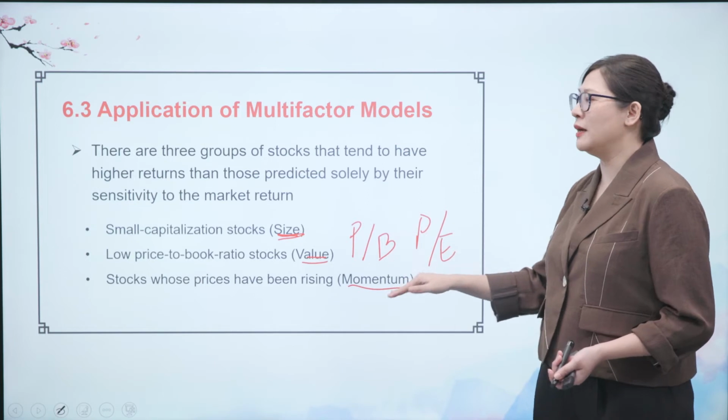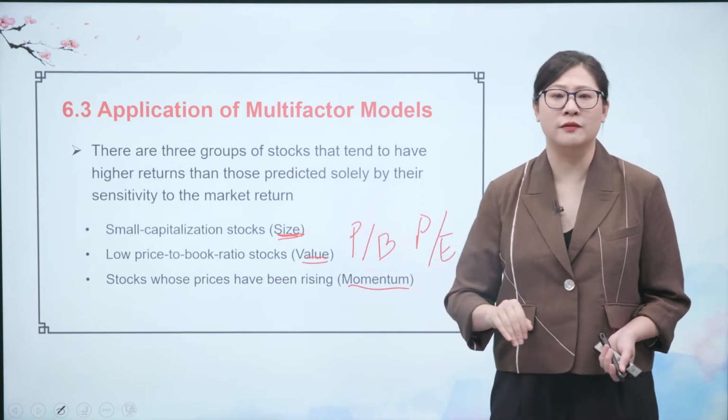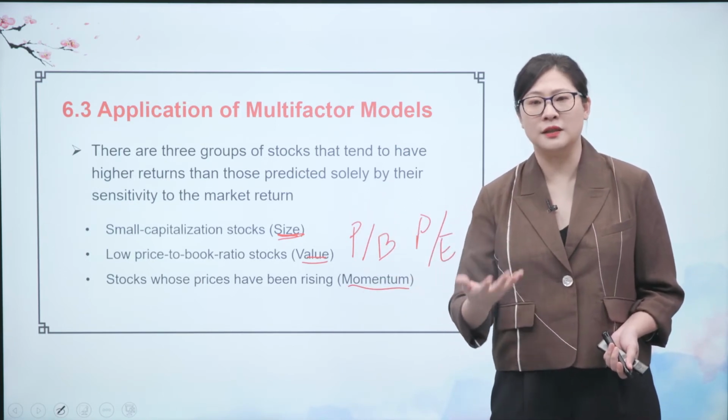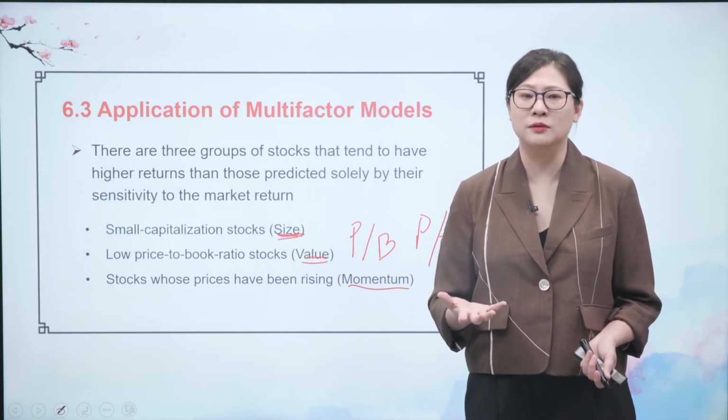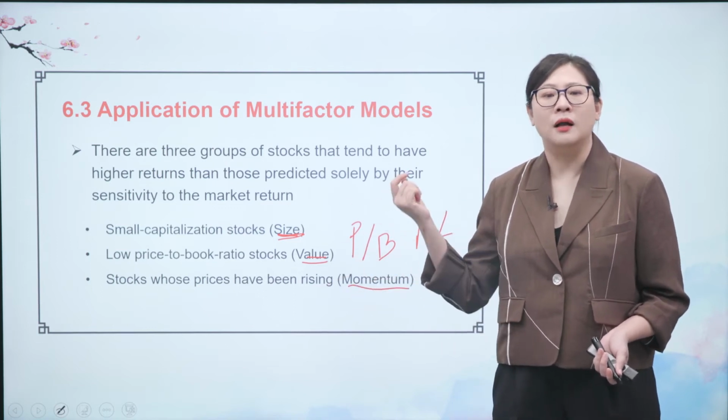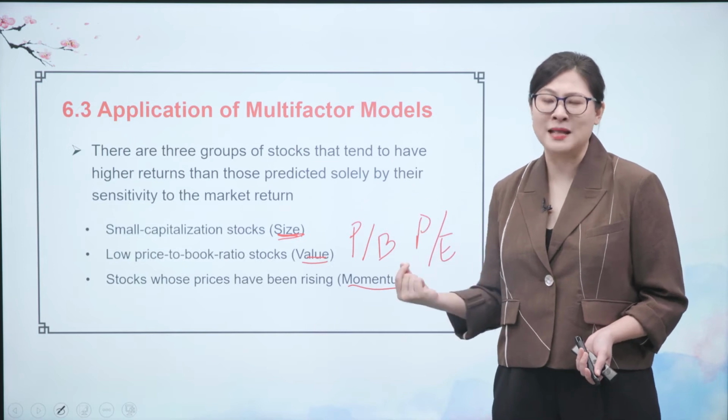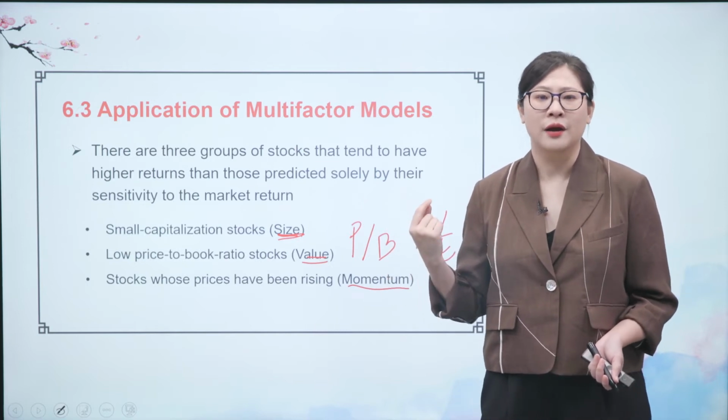So those are the three basic conclusions we find from the empirical study. We conclude that small cap, low PE, or momentum stocks will have a higher return.